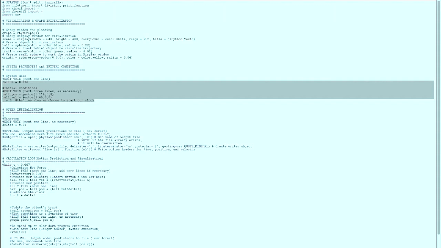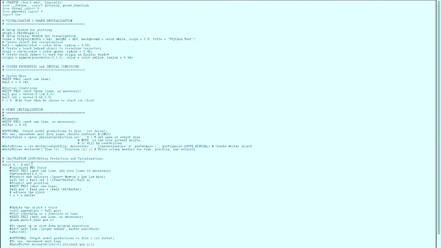Here is the ball's predicted initial velocity. We found that using the first 2 points of our Tracker video. It is 1.66 meters per second in the positive x direction. Also, it began at time 0, and it goes until time less than 0.667 seconds.